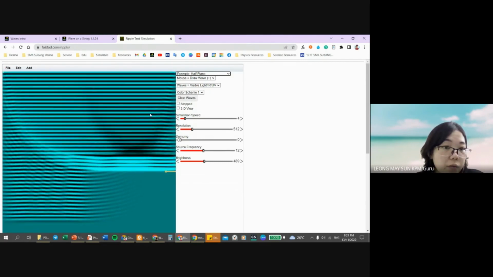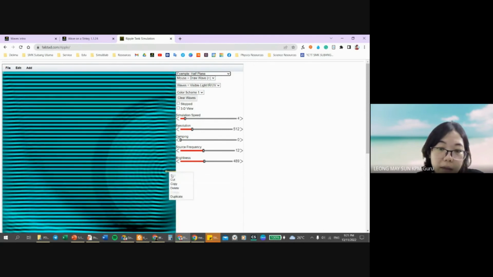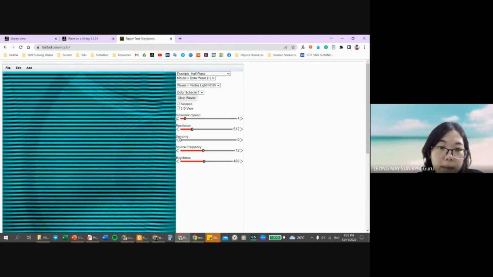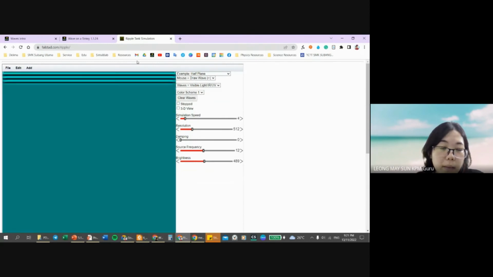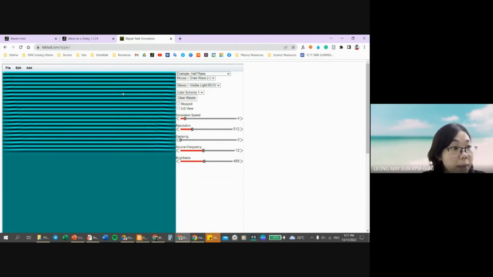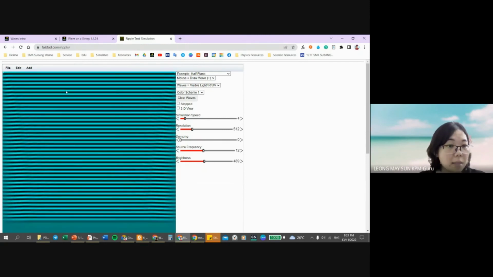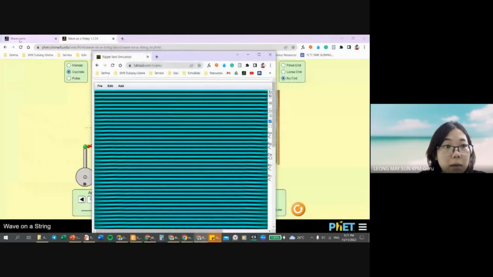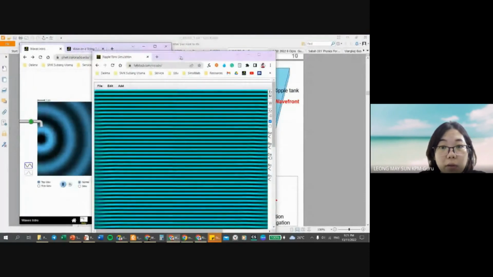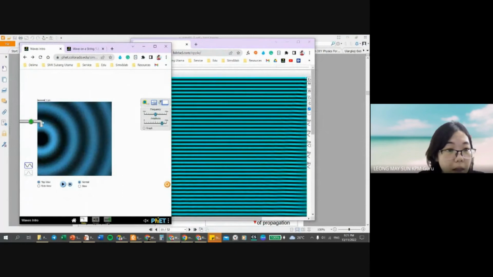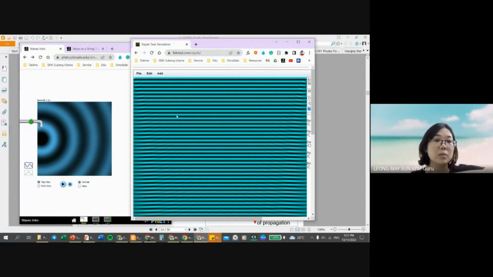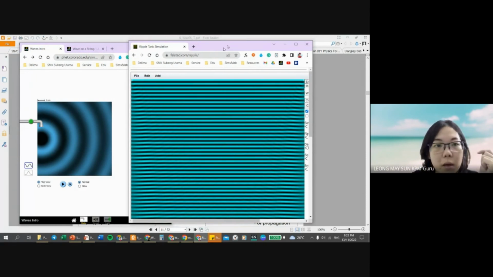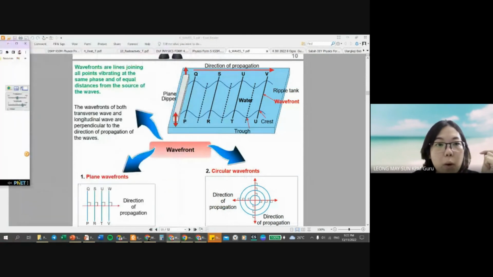So this is a plane wave. All this black color line, let me take this away. Okay, this is a plane wave front. The black lines and the white lines, it is moving together. When it moves together, this is a plane wave front, whereas this is a circular wave front. So this is the difference between it. This one is moving in a circle, so it's called a circular wavefront. But for this situation, this is straight. So that's why it's considered as a plane wavefront. Okay, so that is what wavefront is.